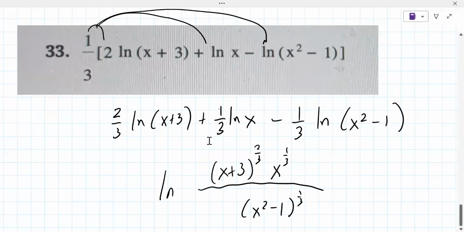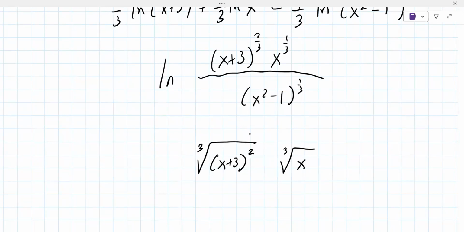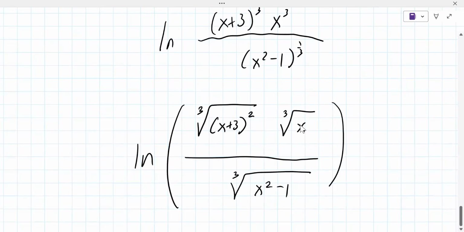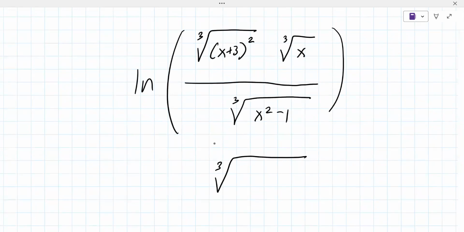Good, very good. So now a couple of things here. This could be rewritten a few different ways. You basically got it down. The first thing is that it can be written as the cube root of x plus 3 squared times the cube root of x, over the cube root of x squared minus 1. That's option 1. Now, because these are both cube roots, you could put them under the same cube root. So it'd be cube root of x times x plus 3 squared.